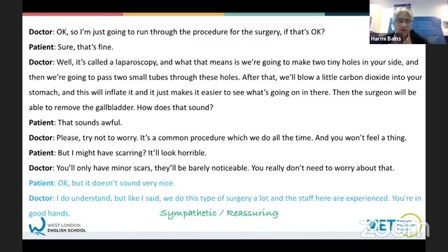And at the bottom, you're trying to be sympathetic. I do understand, it's kind of a nice thing to say. You're being sympathetic. And again, you're being reassuring. It says here, we do this type of surgery a lot, and the staff here are experienced. You're in good hands. So a lot of reassurance throughout all of this. And some of these phrases, you're in good hands, it's a kind of nice thing to say. You won't feel a thing.